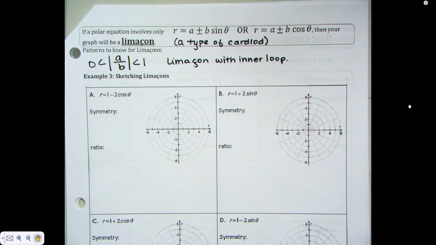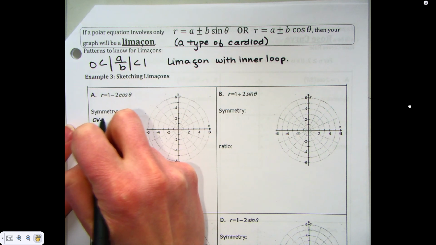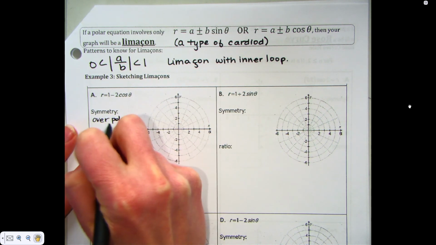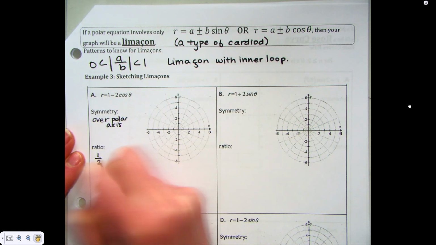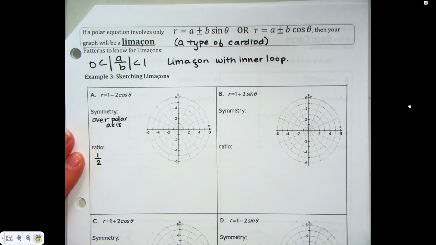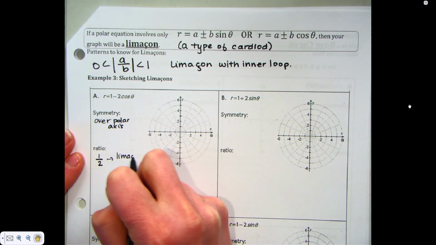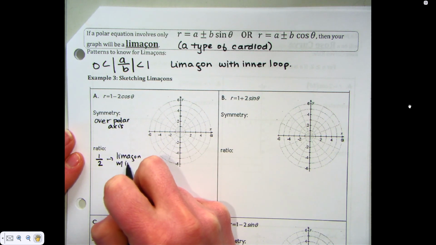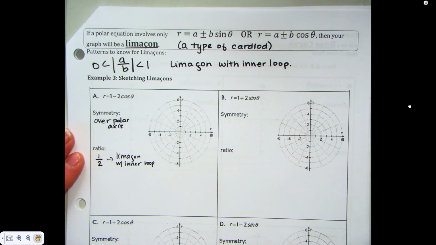So let's talk about what this looks like. Overall, it's still a cardioid, so the rules are exactly the same. In terms of symmetry, there's nothing different than on the first page. It's a cosine function, so I will have symmetry over the polar axis. What I would notice is that when I take the constant over that scalar multiplier, I get a half, and a half is between 0 and 1. That's what tells me that I'm going to have this limacon with inner loop. And the rules are the same because it is a type of cardioid.